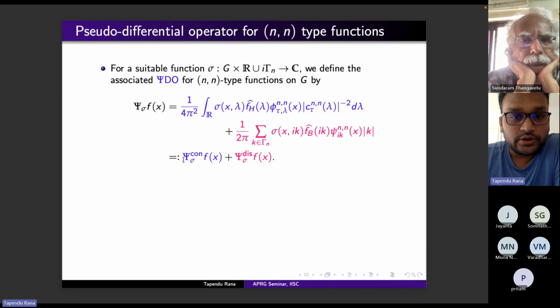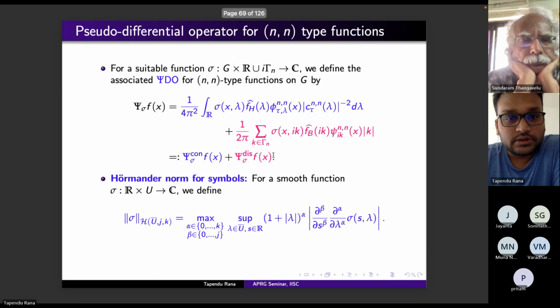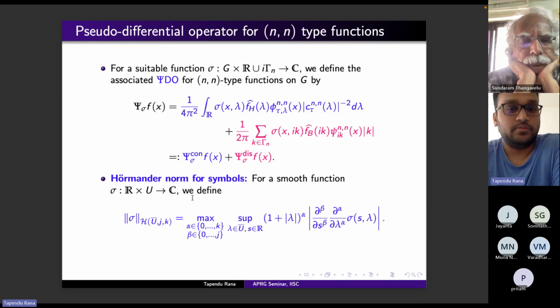Okay. We denote this continuous part as psi sigma con and the discrete part in the same way. Now, before we state our results, let me introduce some more notation for the harmonic norm for symbols of order JK. Suppose sigma from R cross U to C, where U is an open set in C, is such that for each x belongs to R, sigma x lambda is holomorphic there, and we define this harmonic symbol class of order JK.